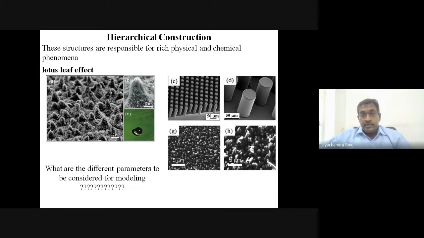Why? Because here this complex pattern or complex structure we are considering as a, anybody? How are we considering this complex pattern? Please note down. Everybody, please note down.